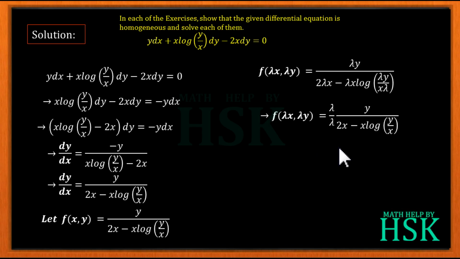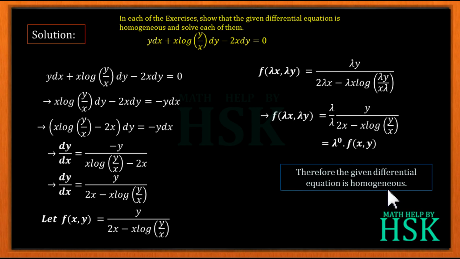Now this value is again the value of f of x, y, so I can write that f of lambda x, lambda y is equal to lambda to the power of 0 times f of x, y. So this shows that this function is a homogeneous function of degree 0, and hence this shows that the given equation is a homogeneous differential equation.